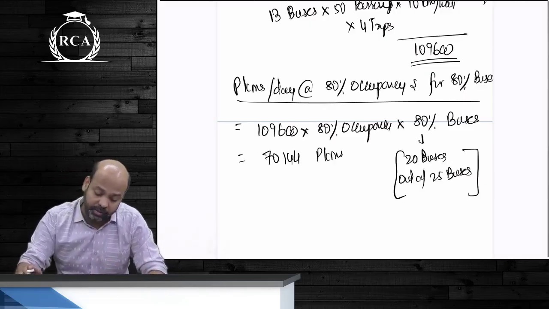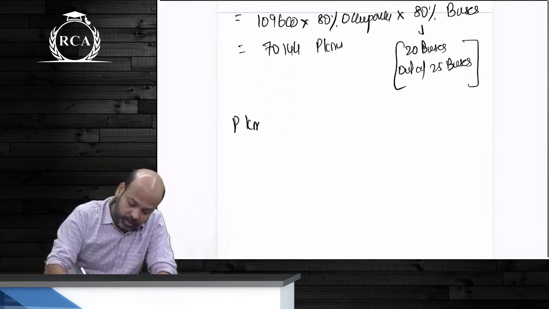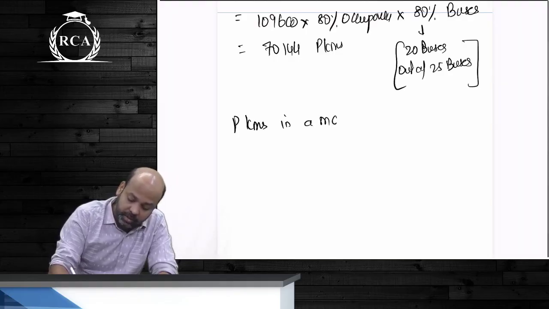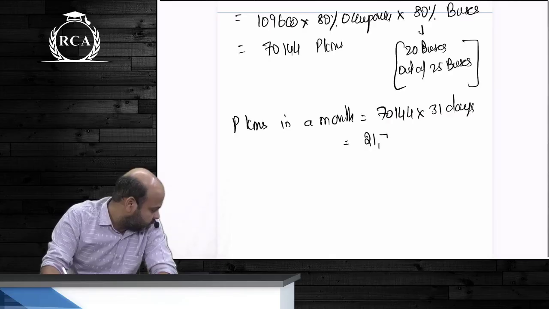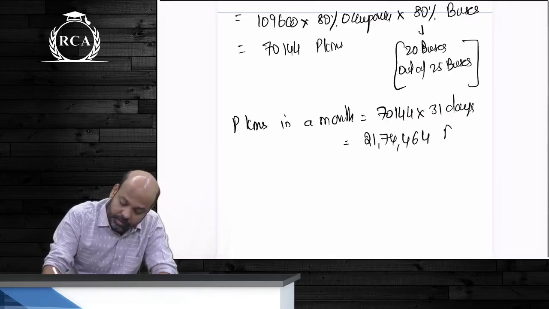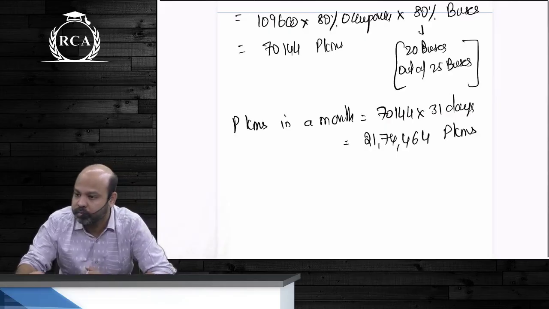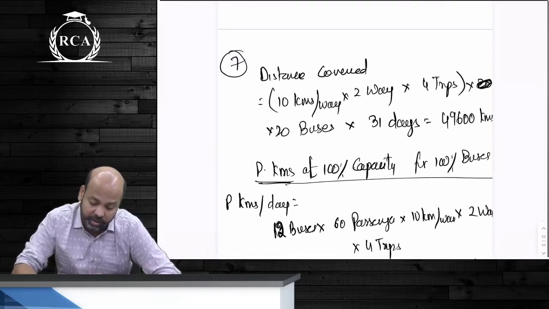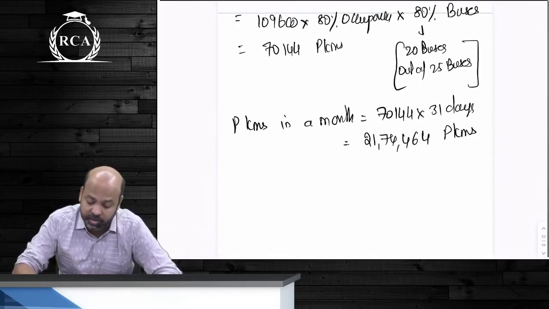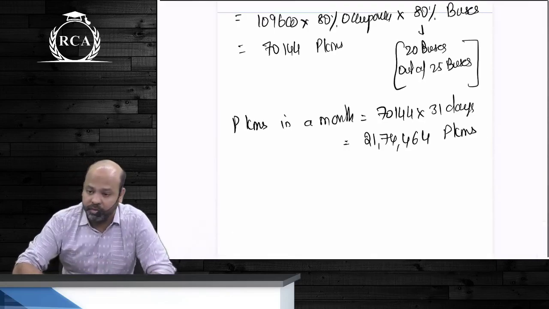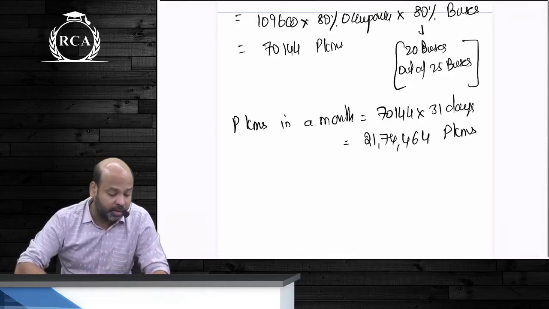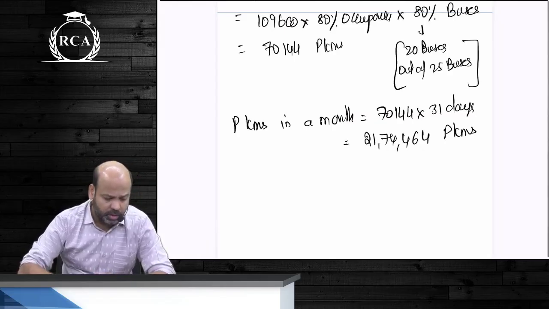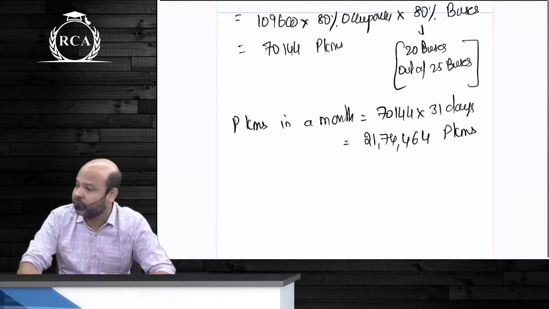Now what will be your total passenger kilometers in a month, beta? Passenger kilometers in a month, we are going to write 70,144 multiplied by 31 days. 21 lakh. This will be the total number of passenger kilometers in a month. Are we clear? The total distance traveled in a month is 49,600. The total number of passenger kilometers in a month are 21 lakh 74,464. Any doubt in this? Now we just have to present the cost statement and divide by the total passenger kilometers. Any doubt in this? Start.